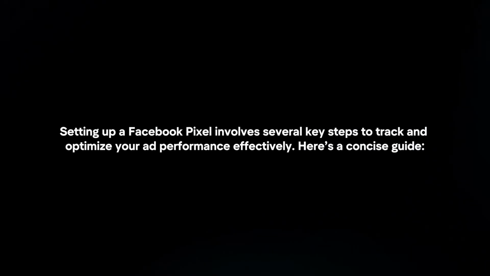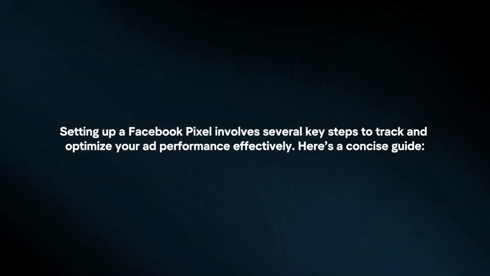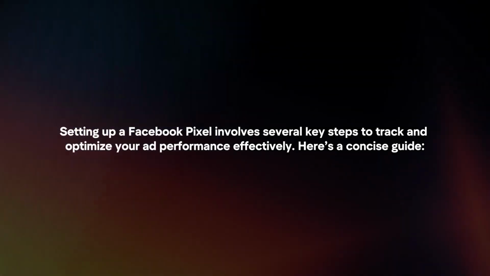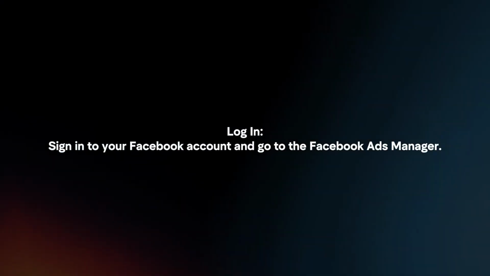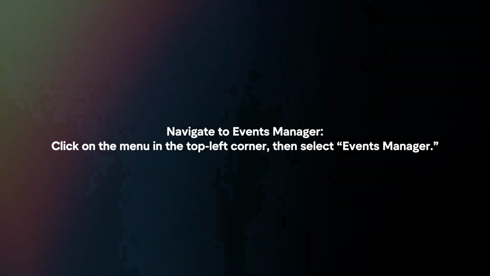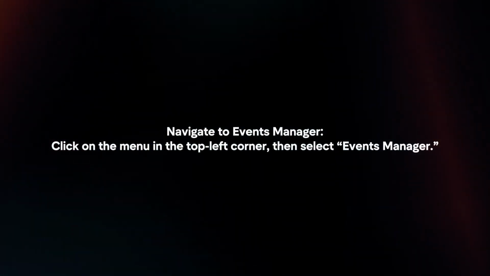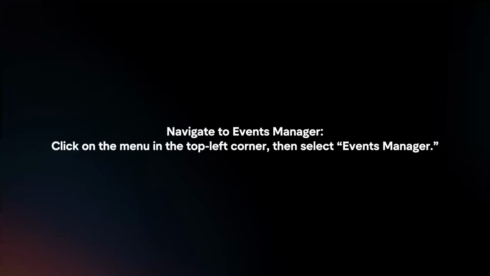Setting up a Facebook pixel involves several key steps to track and optimize your ad performance effectively. Here's a concise guide. Log in: sign into your Facebook account and go to the Facebook Ads Manager. Navigate to Events Manager. Click on the menu in the top left corner, then select Events Manager.